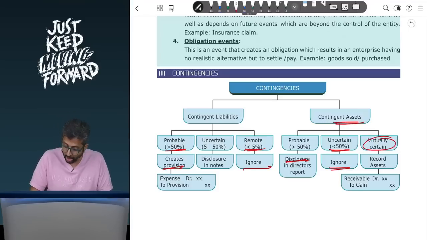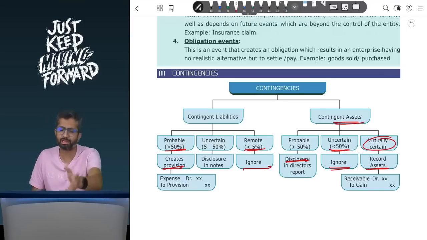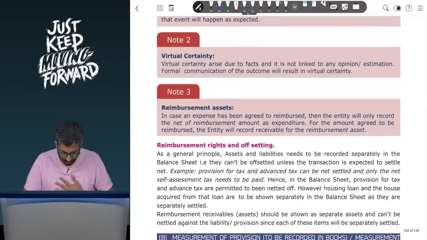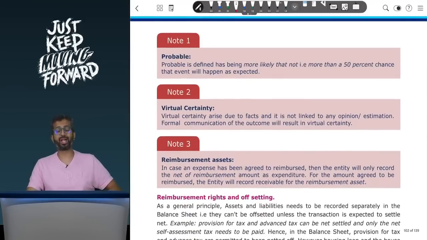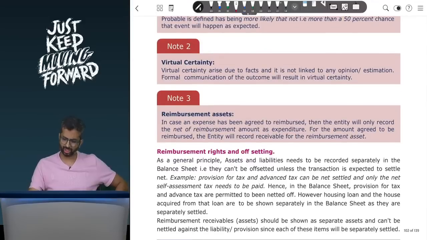You will only record it in your books if it is virtually certain, that is going beyond doubt. There is no estimate, beyond doubt. The court gives its verdict. That is when you record it as a receivable in your books, not otherwise. Virtual certainty arises from facts. Probable means more likely than not, more than 50% case.